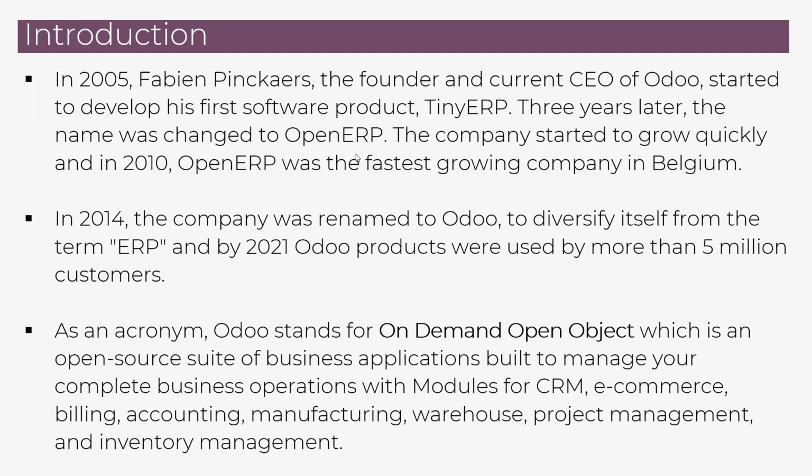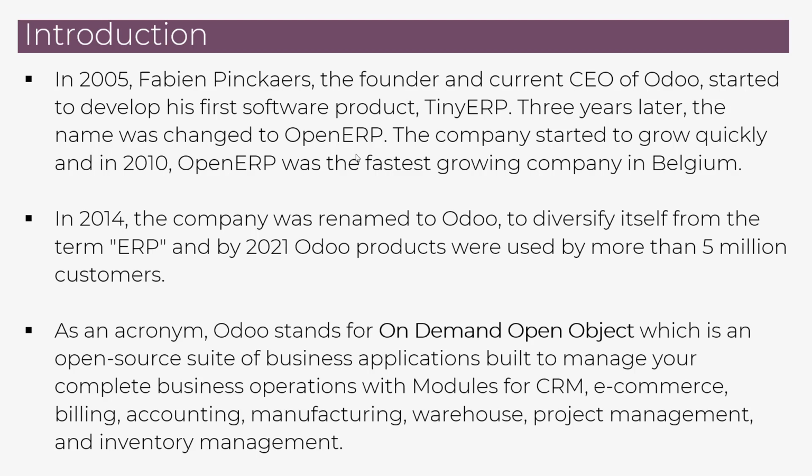Now for the brief introduction of Odoo ERP. So in 2005, Fabian Pinckaers, the founder and current CEO of Odoo, started to develop his first software product. By that time it was called Tiny ERP. It was meant for small and medium enterprises. 3 years later, the name was changed to Open ERP. The company started to grow quickly, and in 2010, Open ERP was the fastest growing company in Belgium. In 2014, the company was renamed to Odoo to diversify itself from the term ERP, and by 2021, Odoo products were used by more than 5 million customers.